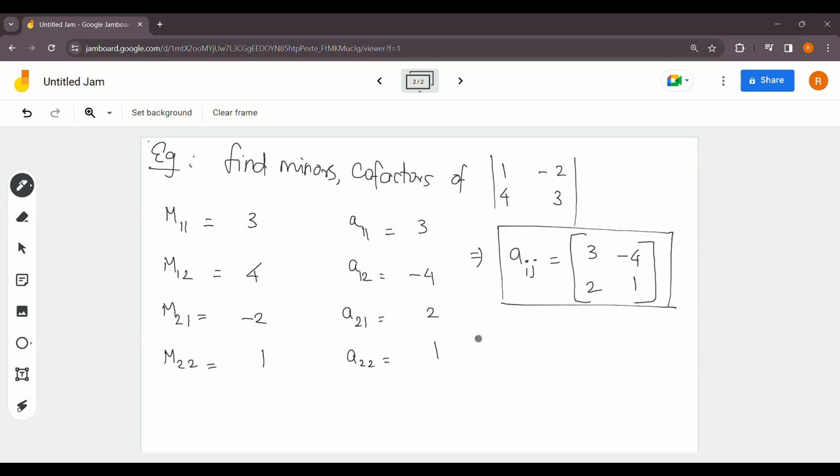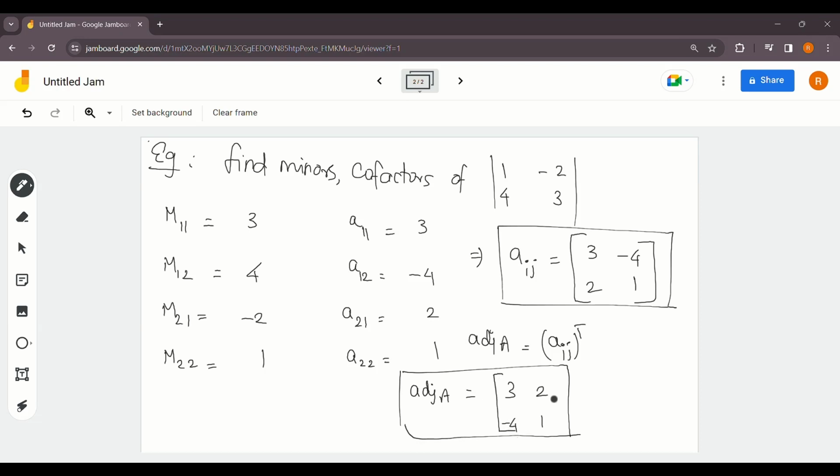Now we are going to see the adjoint concept. Adjoint of A is nothing but the cofactor matrix whole power transpose. It is in fact the transpose of the cofactor matrix. Transpose means interchanging rows and columns. If you interchange these rows and columns, you will get 3, 2, minus 4 and 1. So this is the adjoint. Adjoint of A is nothing but this matrix.